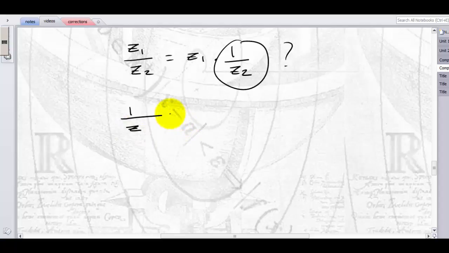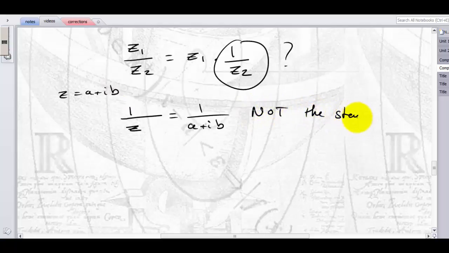Well, by definition, it's just 1 over a plus ib, if z is a plus ib. That's okay, but that's not the standard form. So can we get the standard form? And how? Yes, we can, and that's super easy.